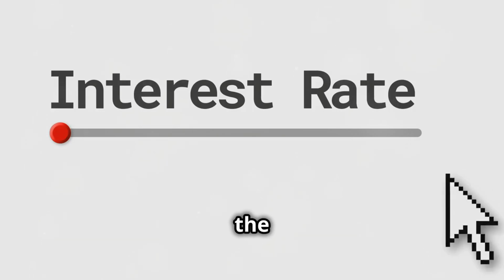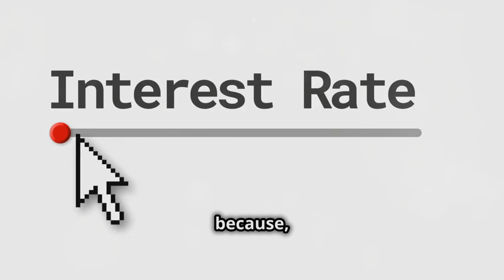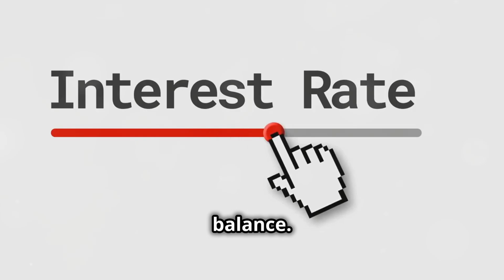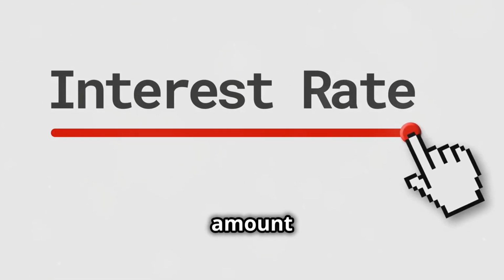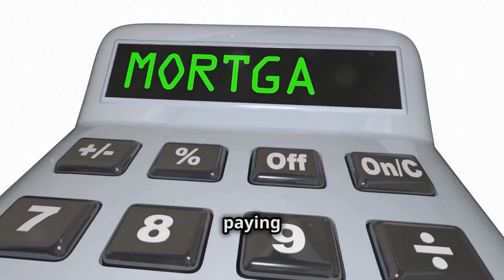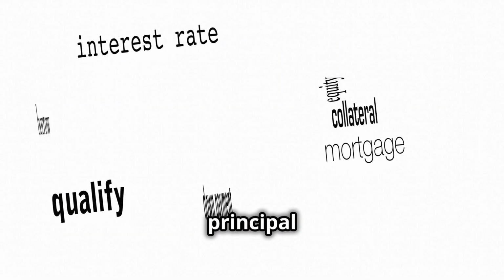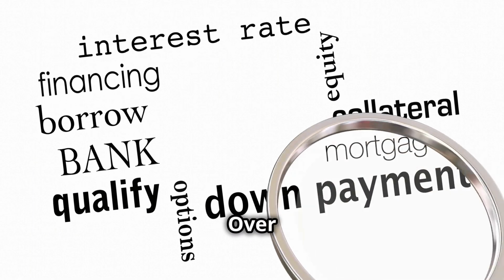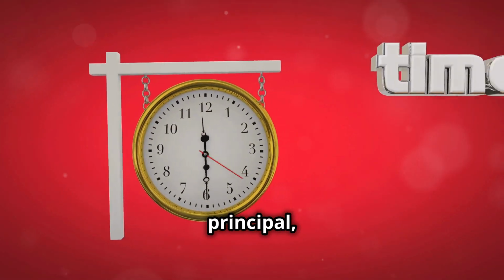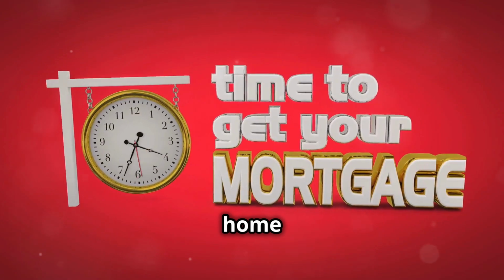As you make payments, the interest portion decreases. This is because with each payment, a portion goes towards reducing the principal balance. As the principal decreases, the amount of interest you owe also decreases, which means more of your payment goes towards paying down the principal, while the principal portion increases. Over time, you'll notice that a larger portion of your payment is applied to the principal, which helps you build equity in your home faster.